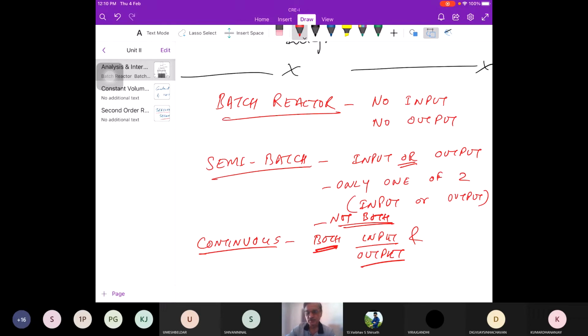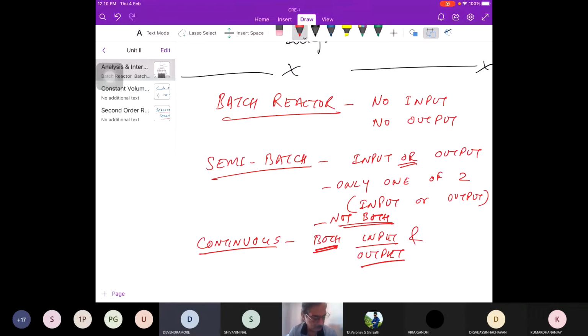Who can tell? Devendra? Sir, could you please repeat the question? What are the types of continuous reactors we have seen yesterday? Sir, CSTR or PFR देखा था.